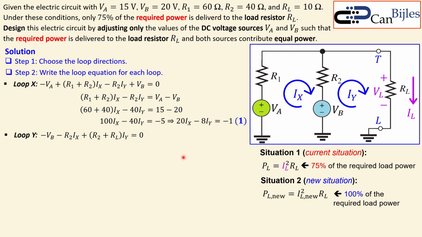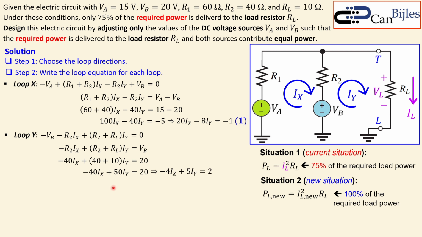Again, set the constant to the right hand side and keep the variables to the left. This is then the equation you get, and if I now substitute the values, I have minus 40 ix plus (40 plus 10) times iy is equal to 20. Now this is equal to this, and if I now divide by 10, I have this expression. So minus 4ix plus 5 times iy is equal to 2. And that is now our second equation.